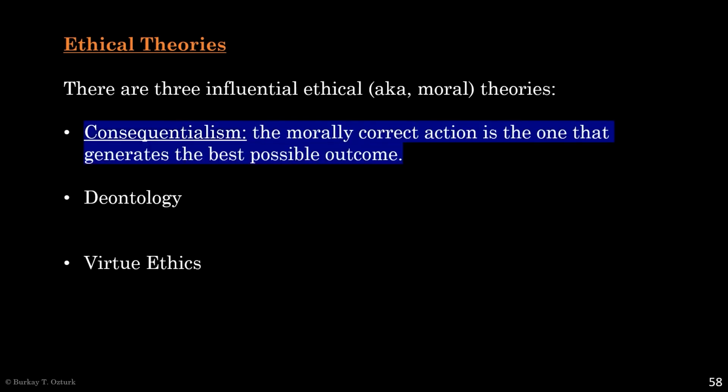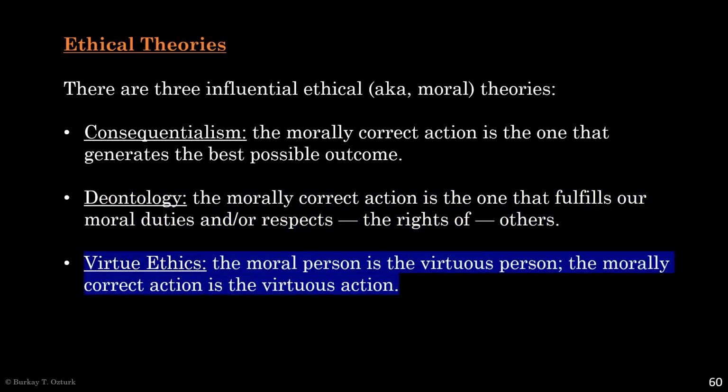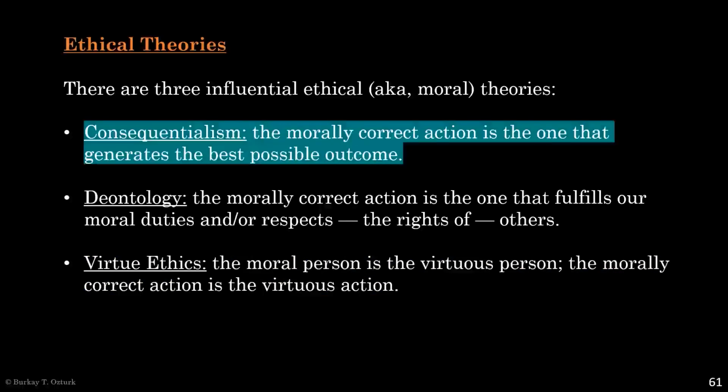Consequentialism is the claim that the morally correct action is the one that generates the best possible outcome. Deontology is quite a bit more nebulous, but you can summarize it as the claim that the morally correct action is the one that fulfills our moral duties and or respects the rights of others. Finally, virtue ethics is the claim that the moral person is the virtuous person, and the morally correct action is the virtuous action. Let's try to understand each theory a bit better.